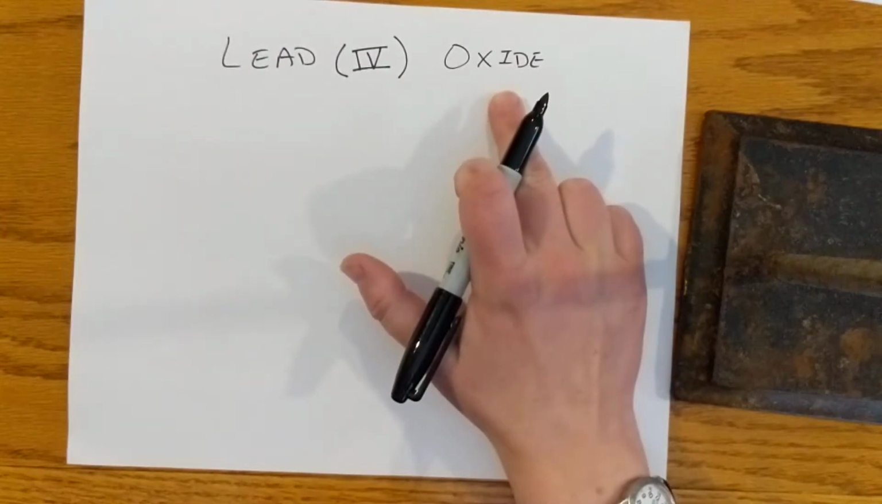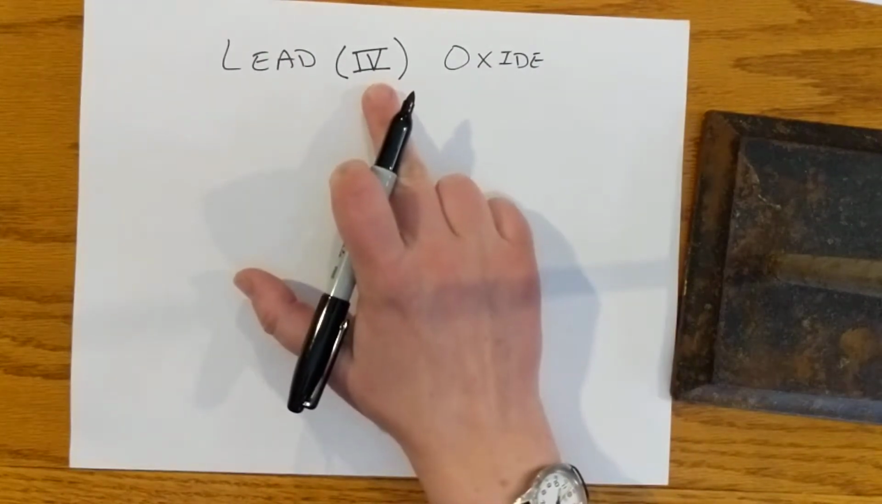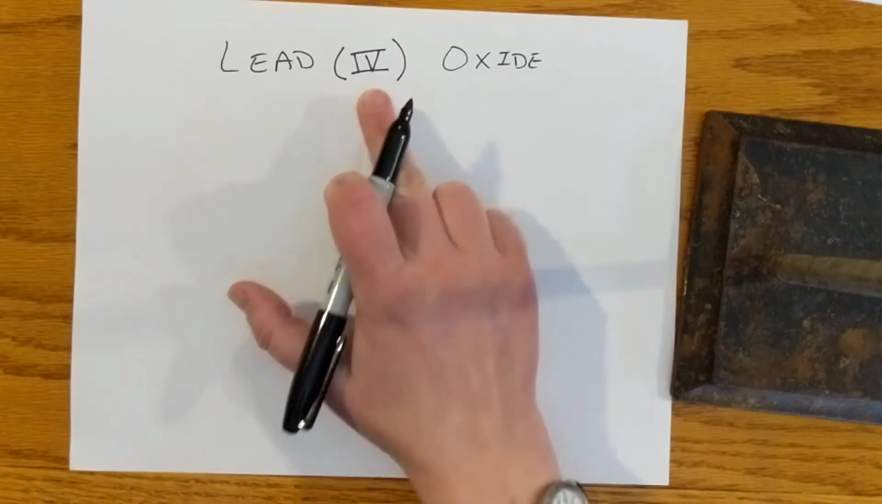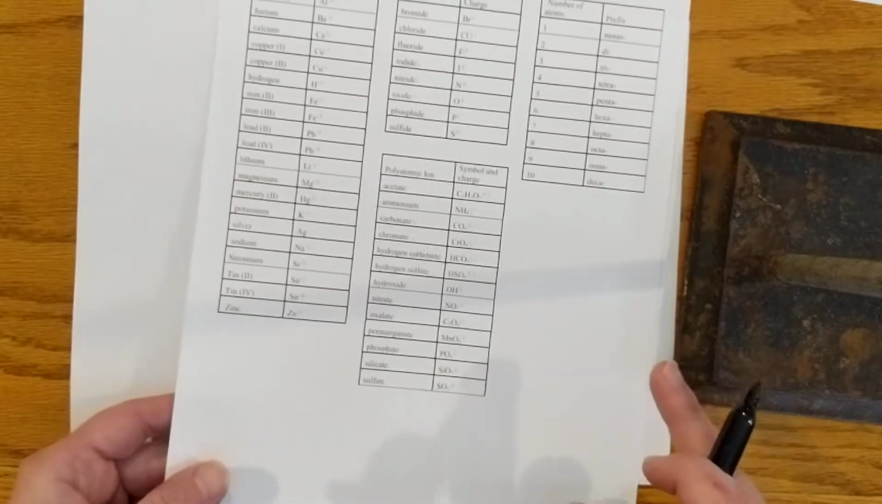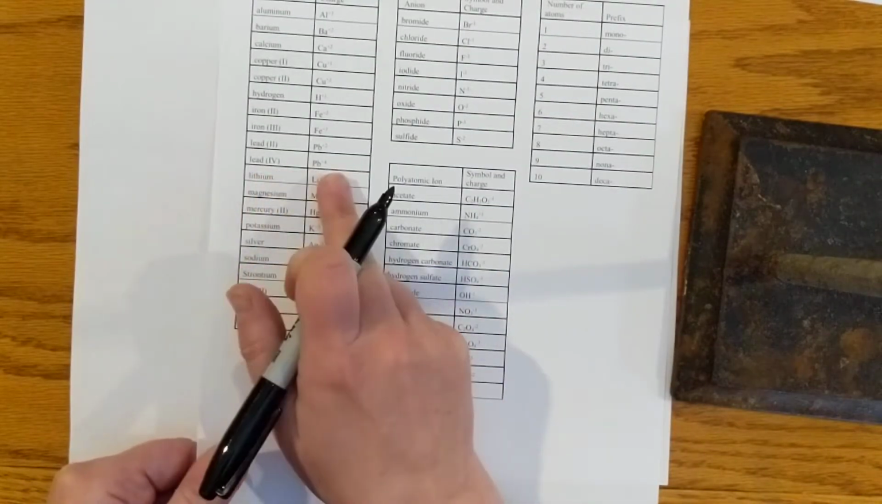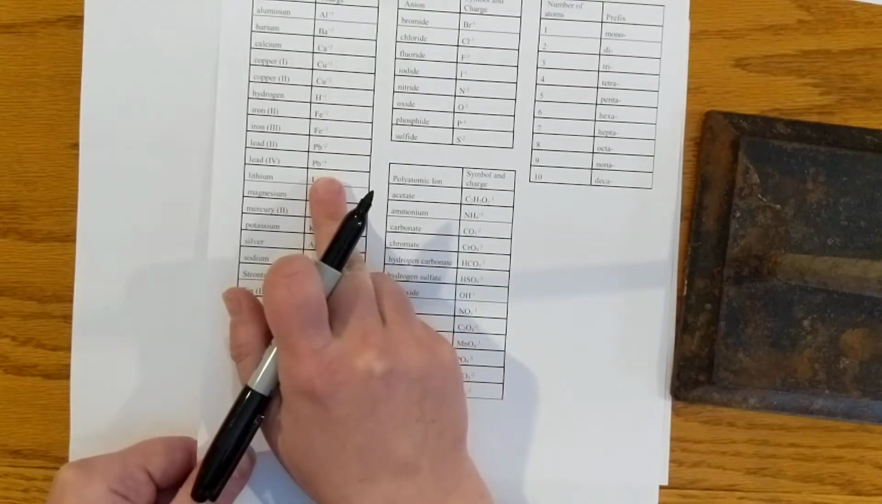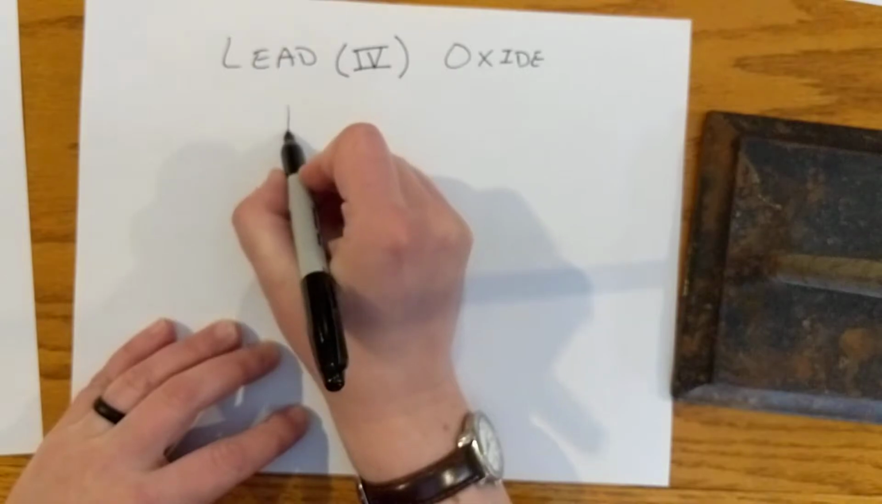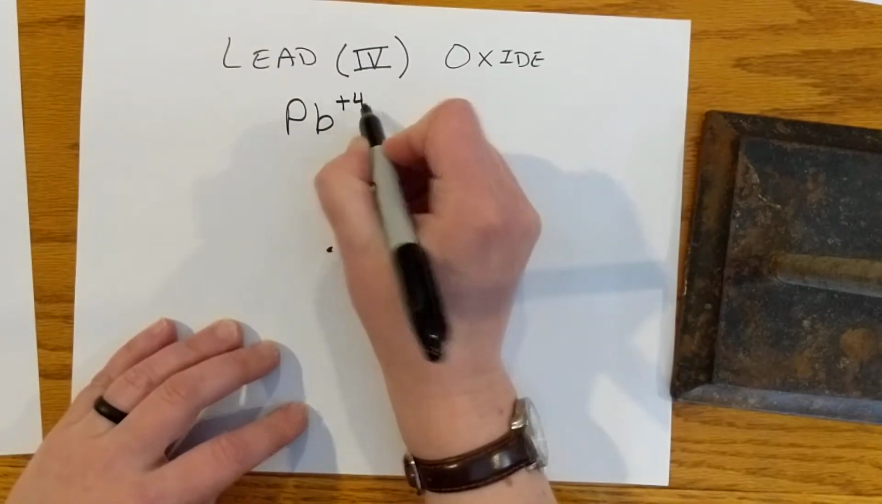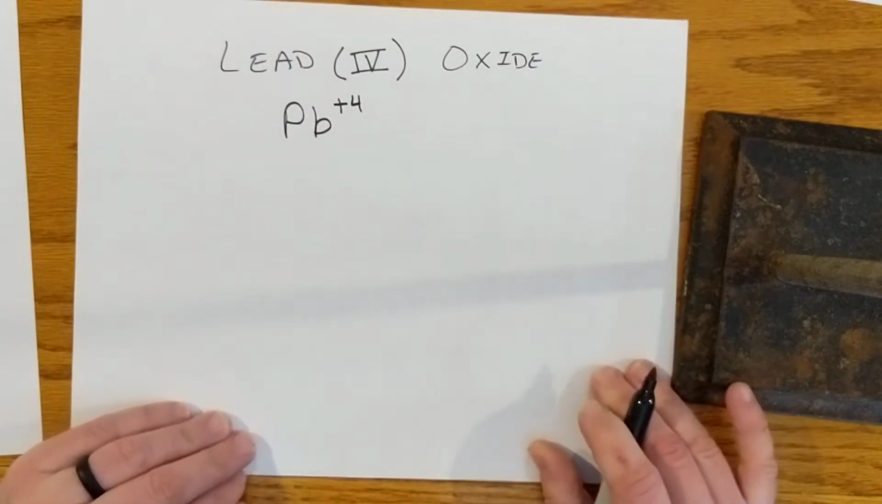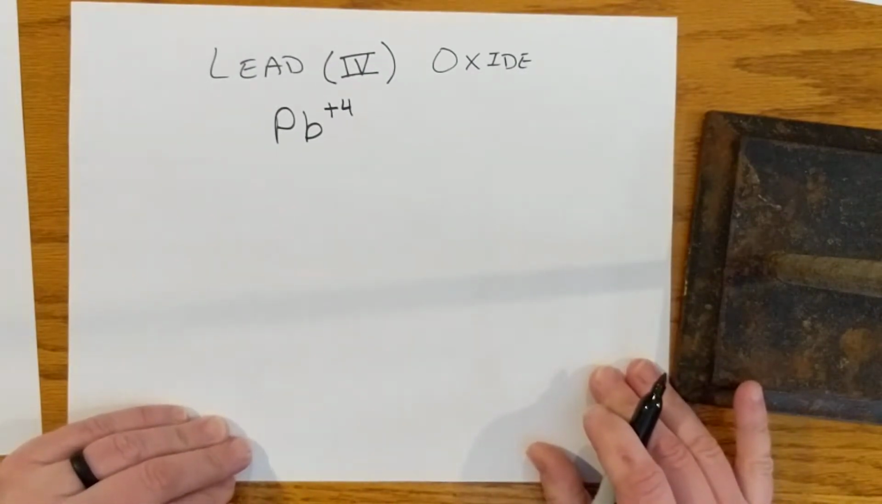So, the first thing I'm going to do when I'm figuring out the formula. I've got a name right here: lead, and then this is a Roman numeral 4. So it's lead 4 oxide. I'm going to go to my chemistry formula sheet, and I'm going to find lead 4. And it gives me the symbol and the charge for lead 4. So lead 4 is Pb, and then it has a charge of positive 4.